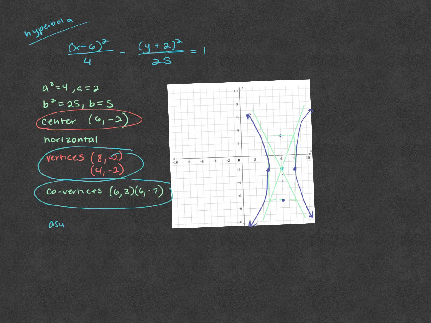So asymptotes. Y equals my K, which is -2, plus and minus. It's horizontal, so it's B over A, 5 over 2, X minus H, which is 6. And you can leave them just like that. So like on the line where it says asymptotes, leave it just like that. Make your life easier. If you had extra time and you wanted to go back and put that into slope-intercept form and then see if your lines match up to the asymptotes that are there, feel free. But don't waste your time doing that before you finish.